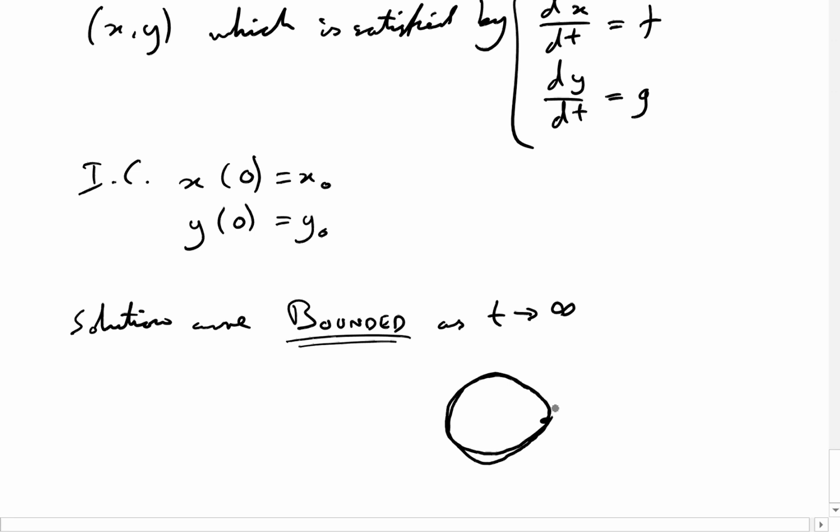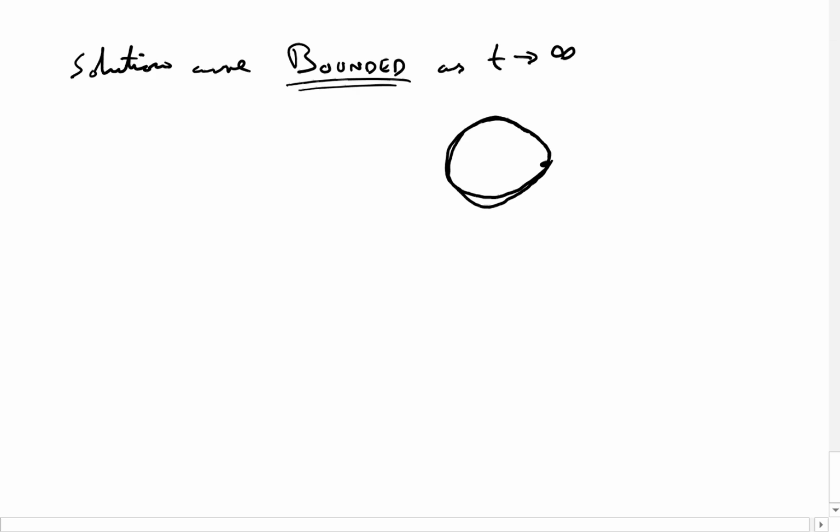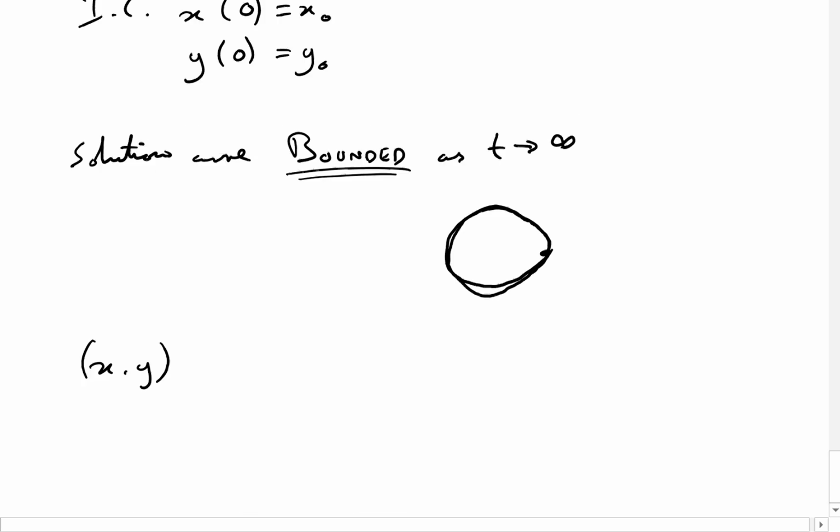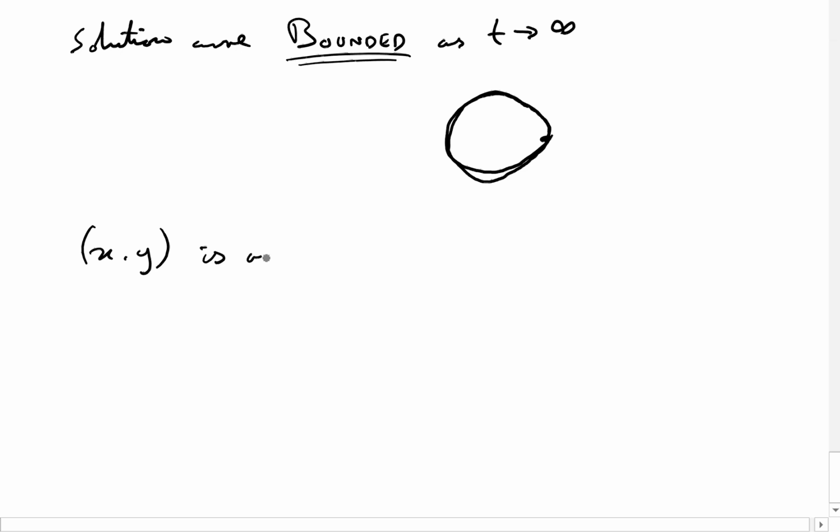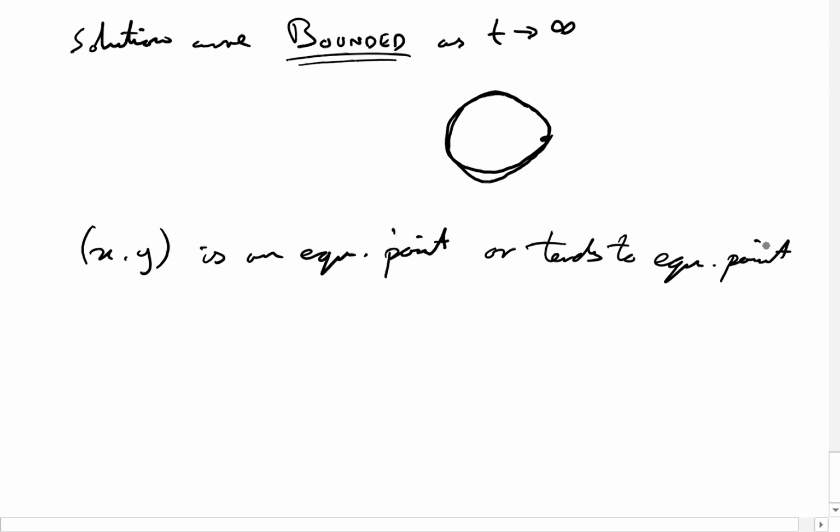Then we've got two options. Our point x, y, which satisfies these equations, is an equilibrium point, or it tends towards an equilibrium point. Or the other option is that the solution curve tends to a periodic solution.